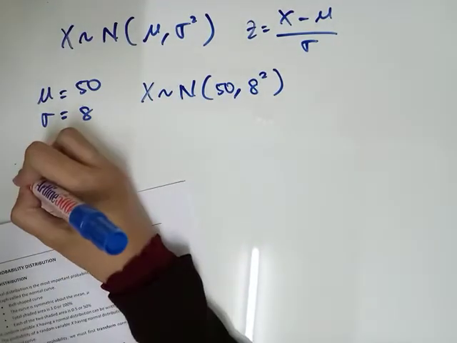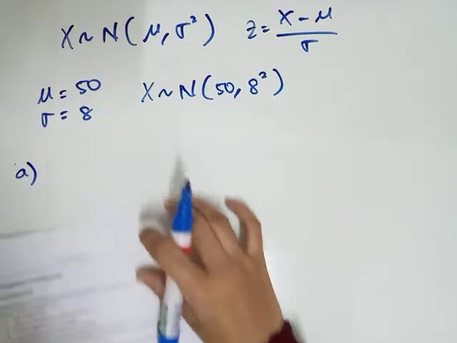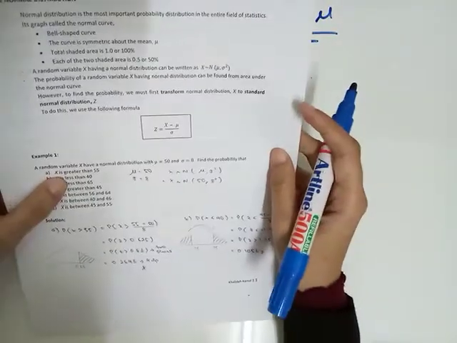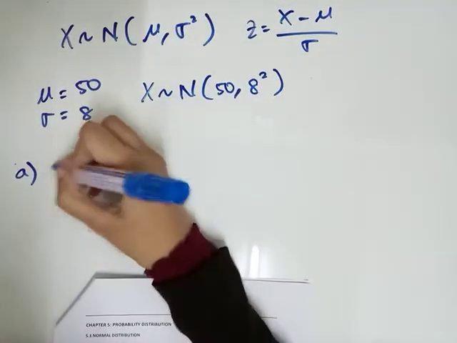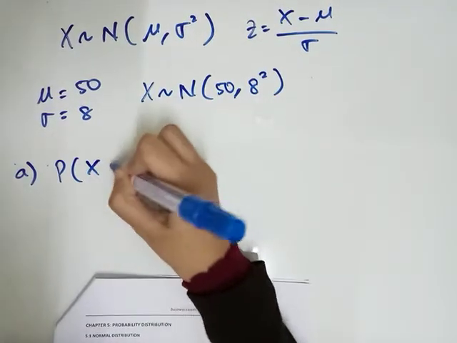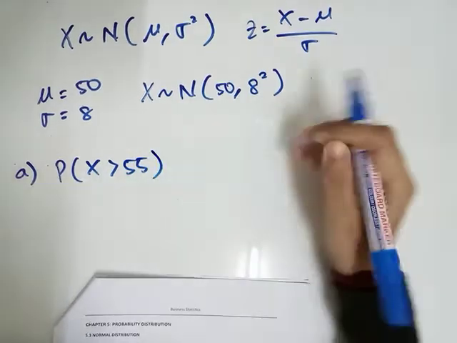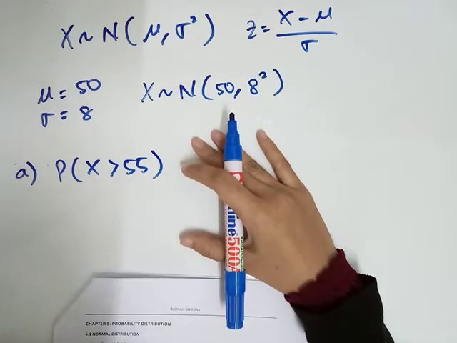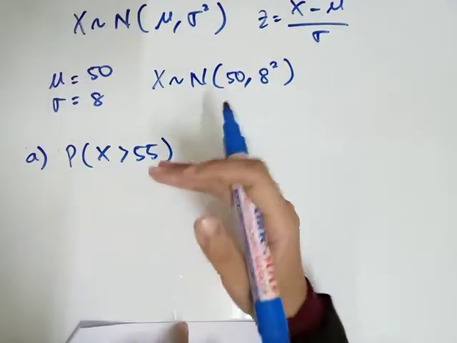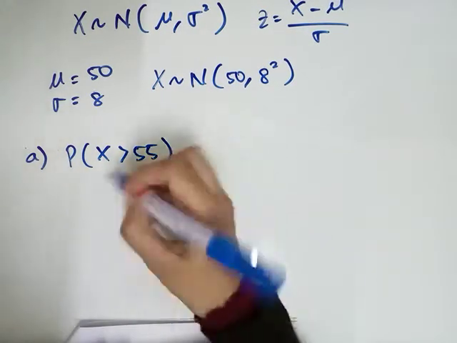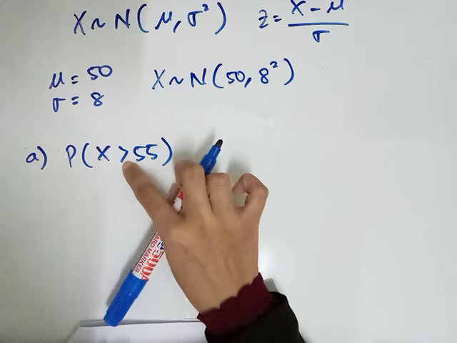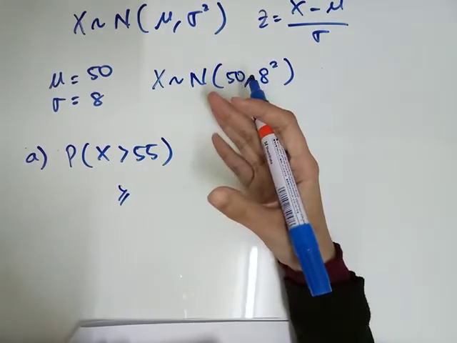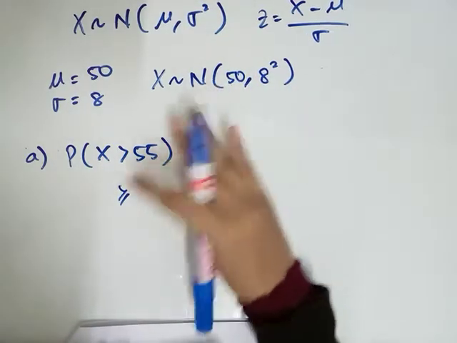Look at A, when x is greater than 55. We need to find the probability x greater than 55. For normal distribution, the equal sign is not important. Whether you write greater than or greater than and equal, it is up to you, because it is not important for normal distribution.